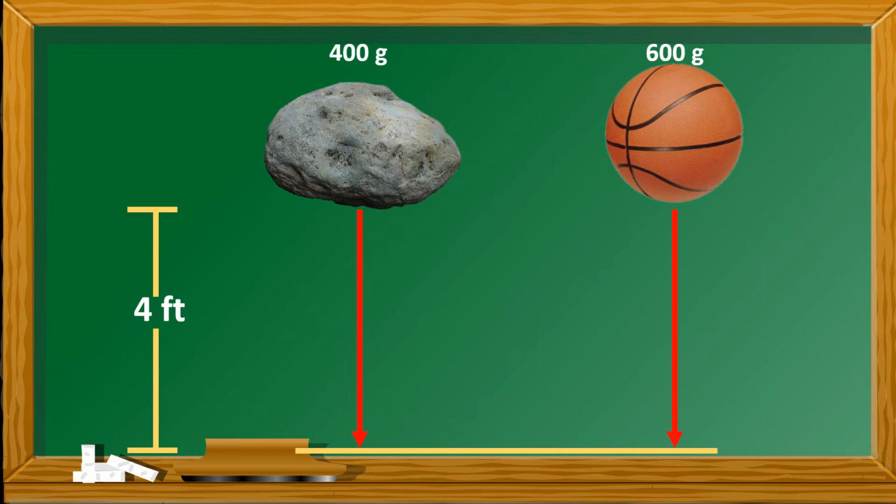This is because they are placed at the same height and are under the influence of the same gravity, or the Earth's gravity. On Earth, the acceleration due to gravity is equal to 9.8 meters per second squared. Taking away air resistance, both objects will hit the ground at the same time.